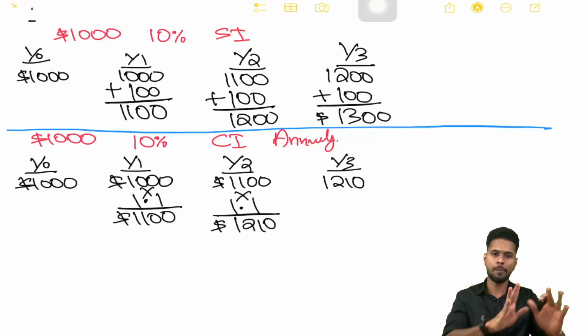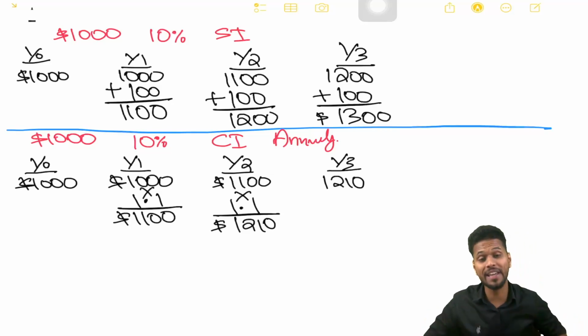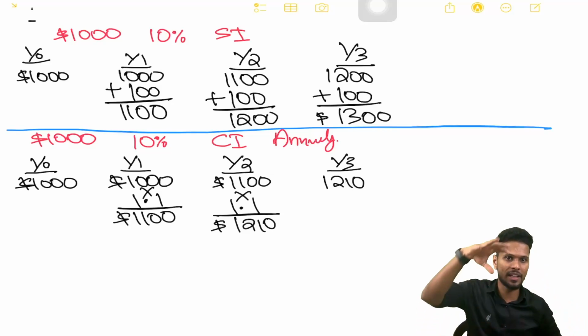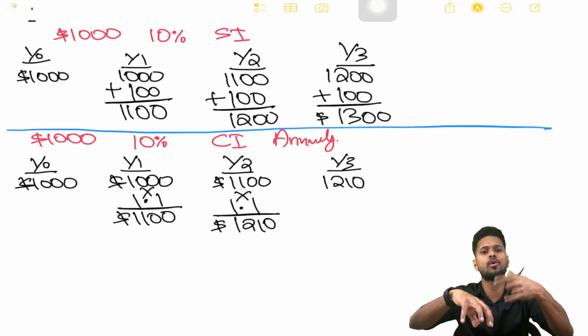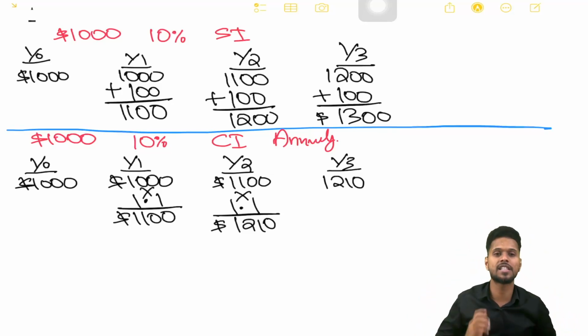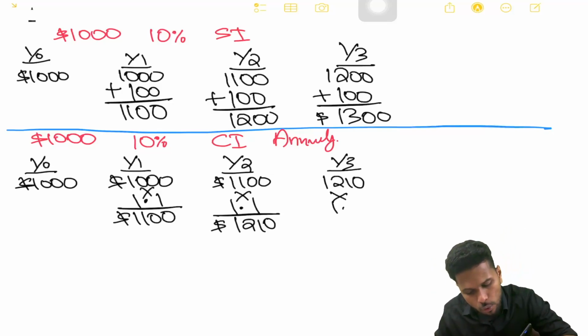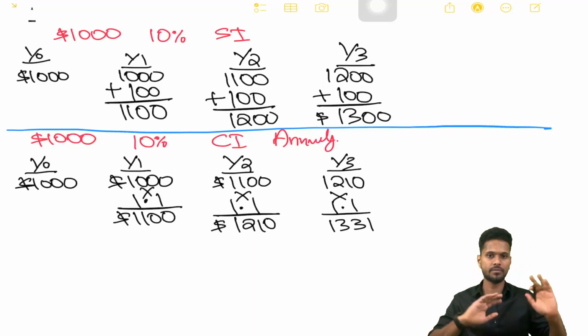So that means 100 percentage, plus the amount is again increased by 10 percentage. So 100 percentage plus 10 percentage is 110 percentage. In decimal form it is 1.1. So again it will be 1210 multiplied by 1.1, which is 1331.